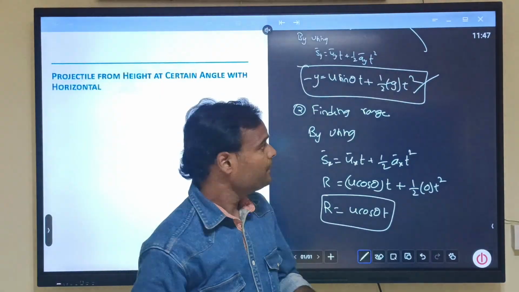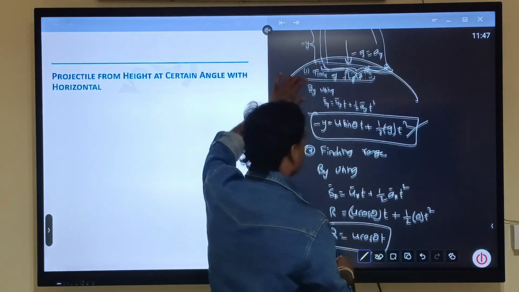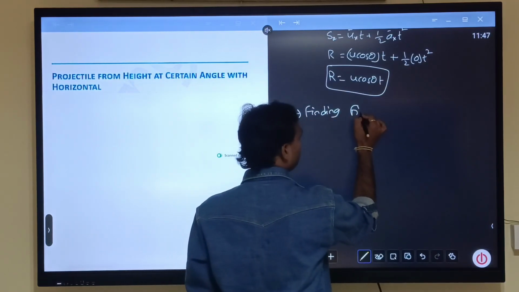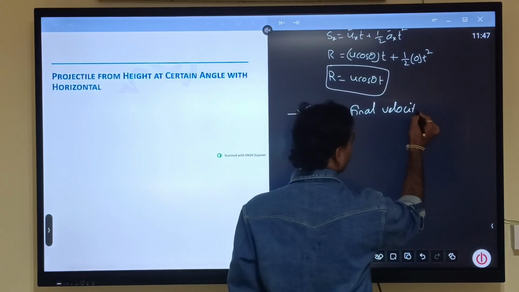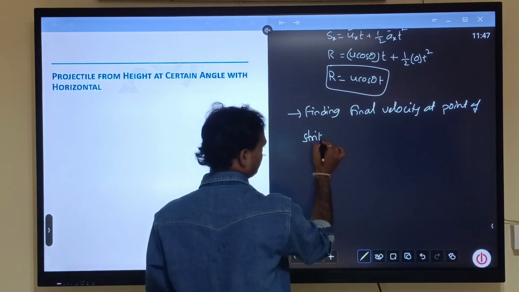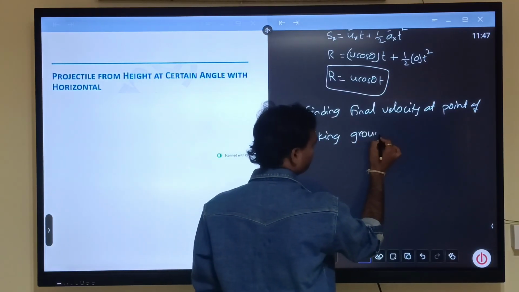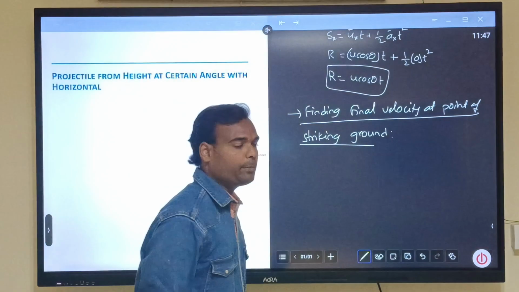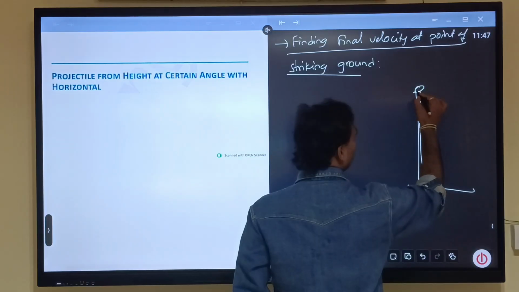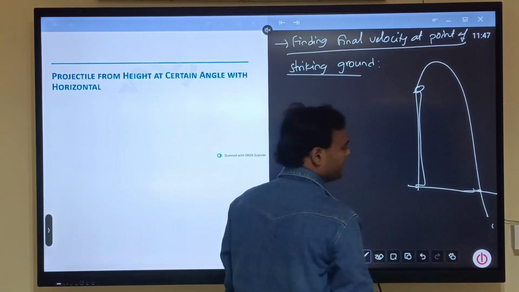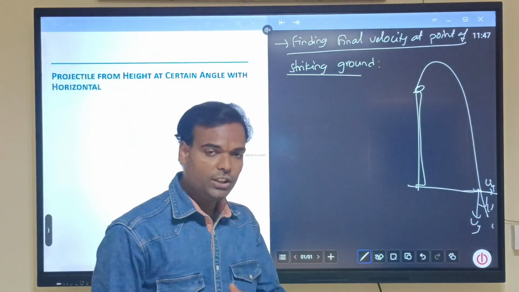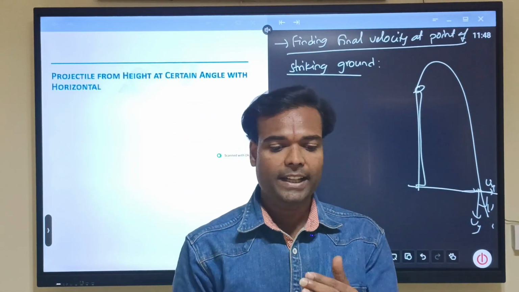Clear? The third and most important point is finding the final velocity at the point of striking the ground. Suppose the object starts its journey and falls to this point. Here is the velocity vector, and we can consider Vx and Vy. Vx is the final velocity on the x-axis and Vy is the final velocity on the y-axis.